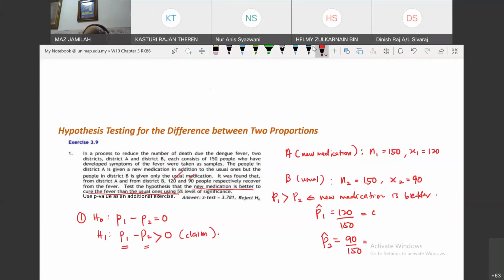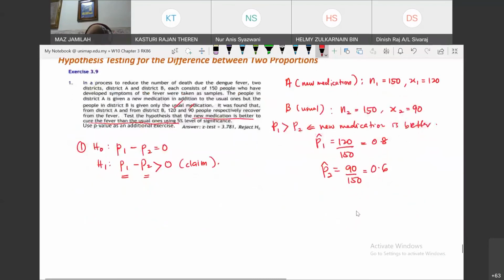What is the value? Is it 0.8? Yes, 0.8. Okay, 90 divided by 150, you will get 0.6, right? 0.6. Okay, thank you. Then we have to find the overall proportion. So P hat would be 120 plus 90 over 150 plus 150. So directly calculate 120 plus 90 divided by 300. 0.7, right?